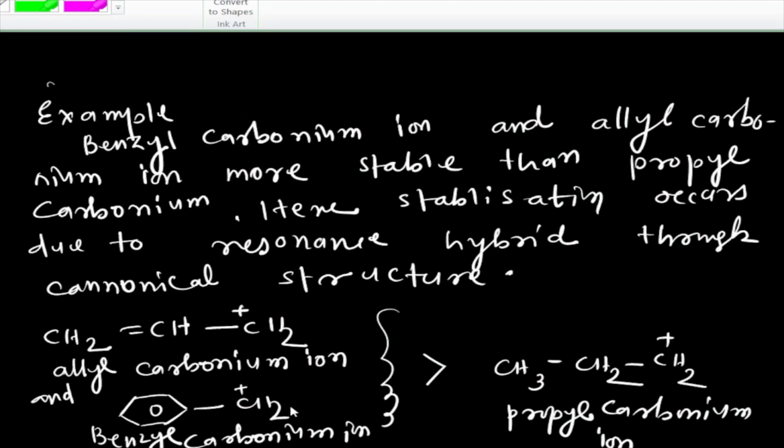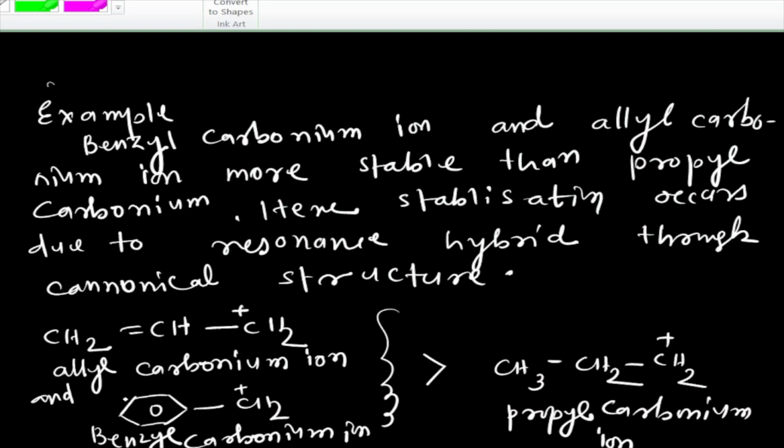Now example C, benzyl carbonium ion. This is called benzyl carbonium ion. Are you clear? Benzyl carbonium ion. That means here the group is benzene attached to CH2. When there is a positive charge, that is called benzyl carbonium ion.